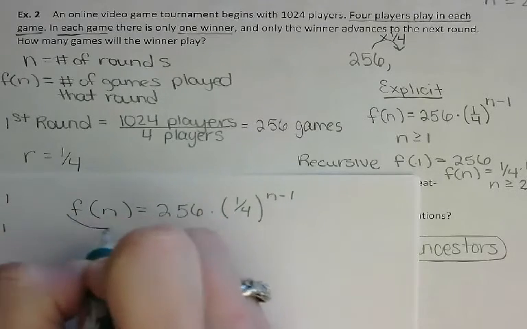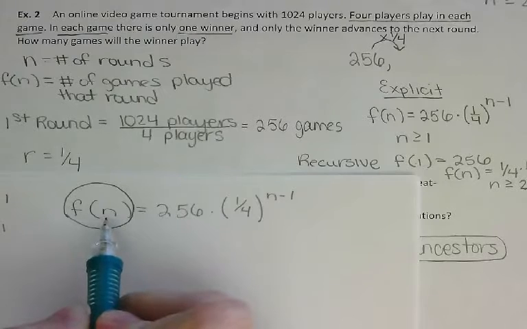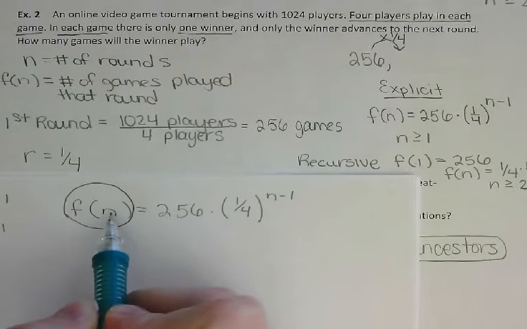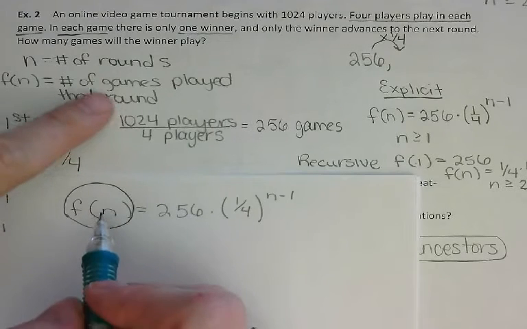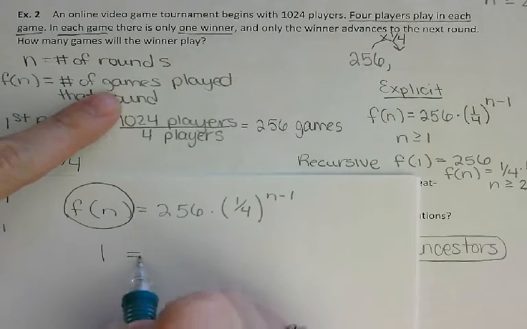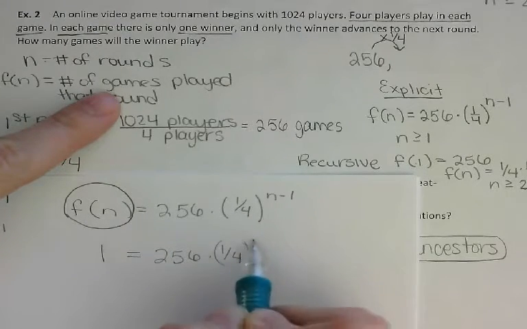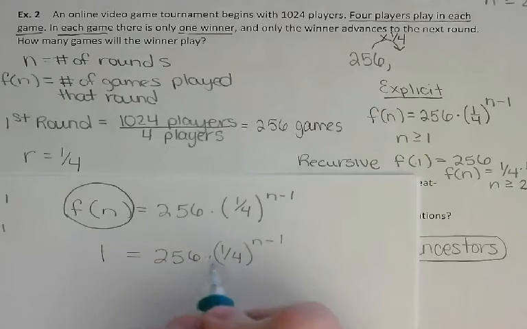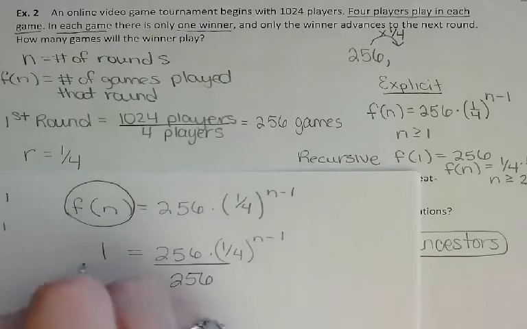if we look at how many games the person will have to play, this represents the number of games played in that round. So in the final round, there's just going to be 1 game played. And so we have our 256 times 1/4 to the n minus 1. Our goal is to isolate our variable, so we're going to divide both sides by 256.